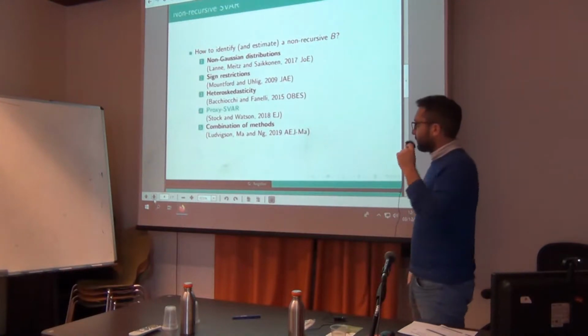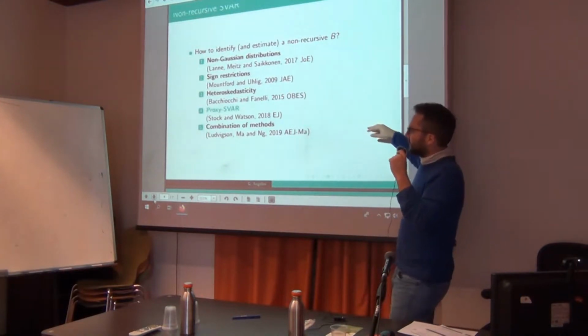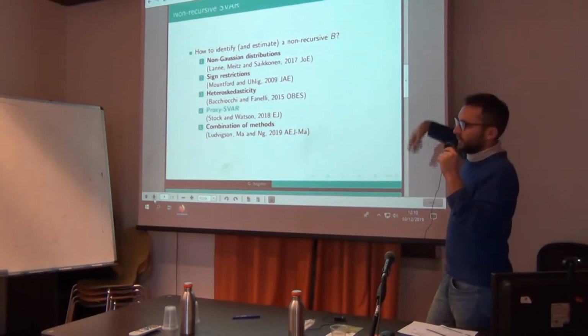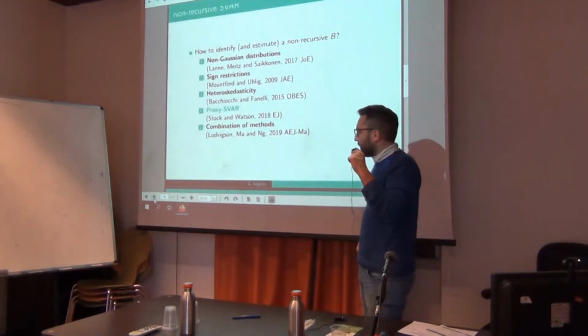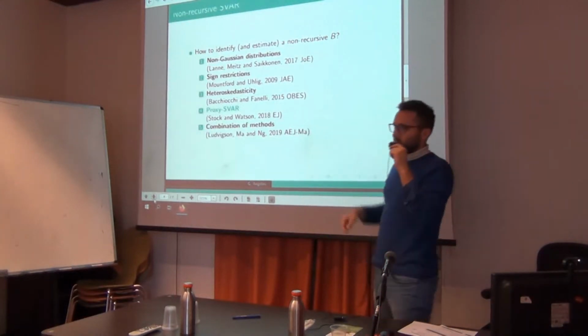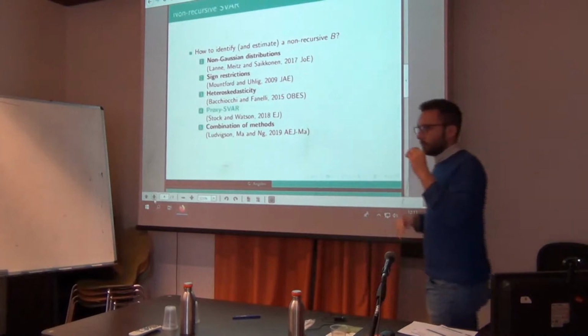If you find a variable with this characteristic, we can estimate a non-recursive on-impact matrix B. The last method is a combination of two or more of these methods. In this paper, they use the proxy VAR and sign restrictions in order to identify a completely full B matrix.